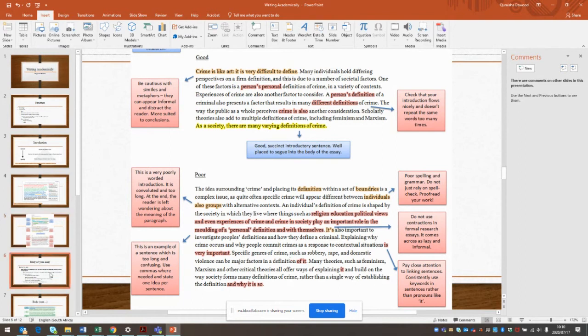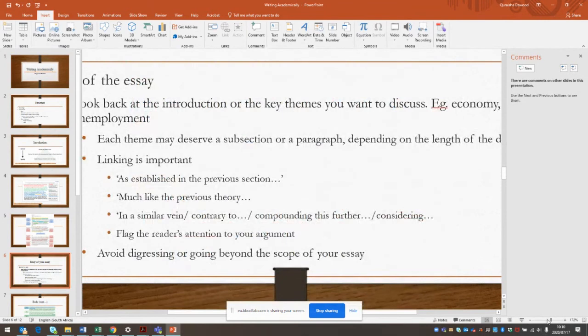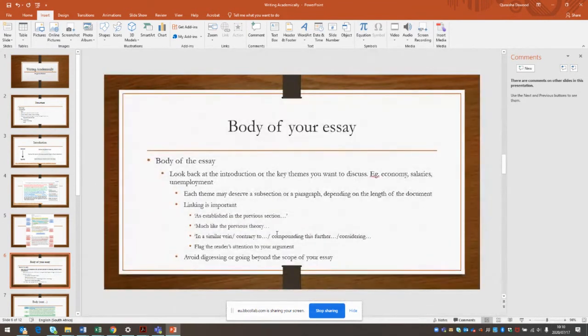All right. In the body of the essay, the body of the essay is basically the main area where you're going to make your argument. It's important to look back at an introduction on the key themes you want to discuss, like economy, salaries, unemployment, if we're looking at the state of South Africa's economy, for example, and working people.